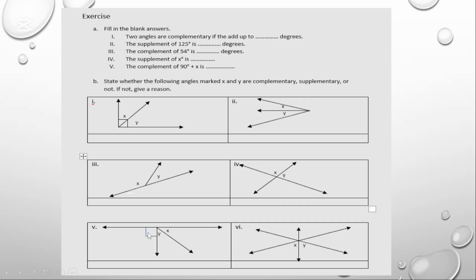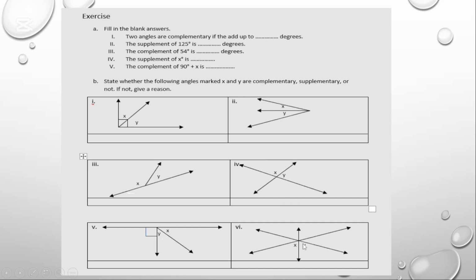These two here, if that one is 90, remember that we have a straight line here, so all three angles must add up to 180. This one already is equal to 90, so those two must add up to 90. So they are complementary.